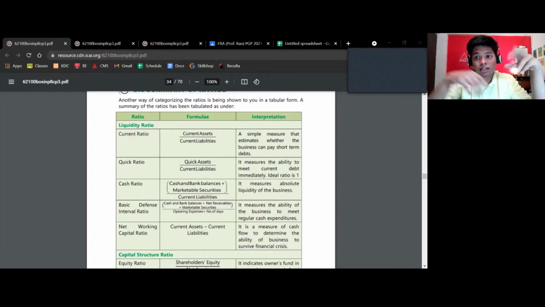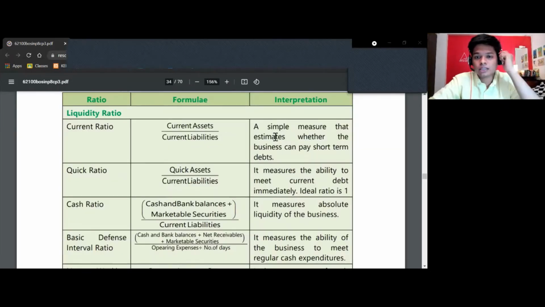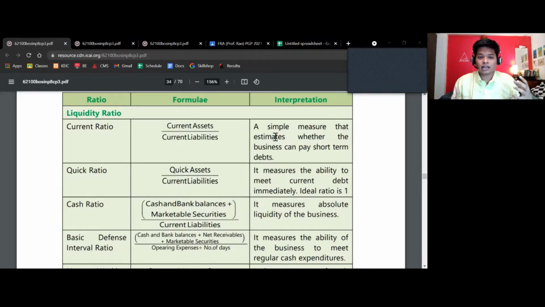So that will come in my current liabilities. Current assets divided by current liabilities gives me the current ratio. So what is the meaning of this ratio? It is a simple measure that estimates whether the business can pay short-term debt. It tells me whether my business can sustain its short-term debt, whether my current liabilities are being paid out of current assets.